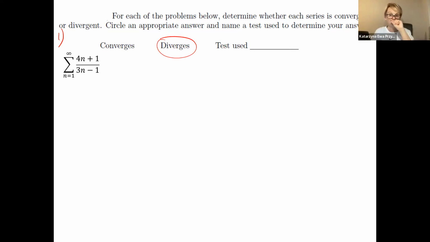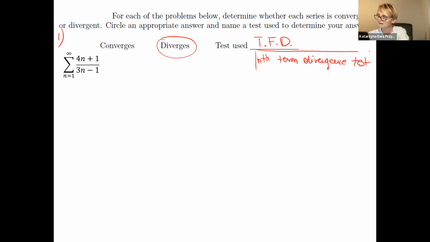What is the first test? Nth term divergence test, but I will say test for divergence, okay? If I see that you're using that, this means that you really were paying attention in my live session. Test for divergence, or definitely nth term divergence test, okay? Nth term, let me just say once, the first and the last time. Nth term divergence test.